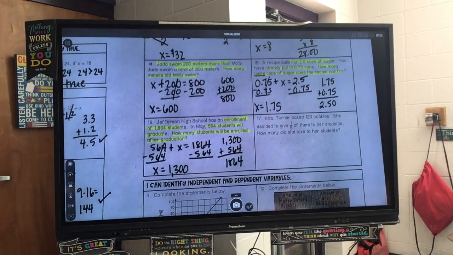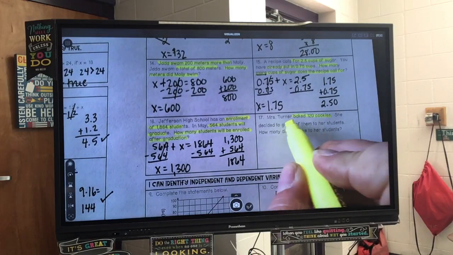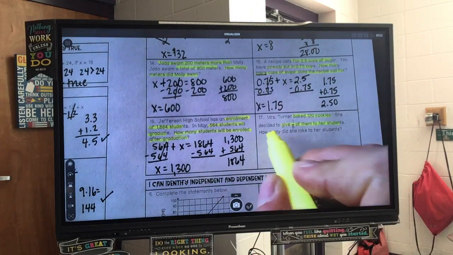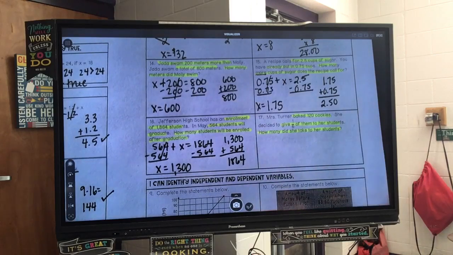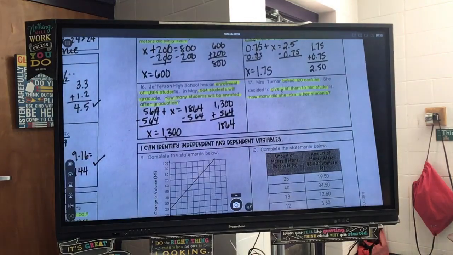Last one of these. Mrs. Turner baked 120 cookies. She decided to give 1/6 of them to her students. How many did she take? How many did she take to her students? Alright, what's important in this question? Billy. She baked 120 cookies. Alright, what else? She decided to give 1/6 of them to her students. And how many did she take to her students? Alright. So, what's our equation look like for this one? 120 times 1/6.